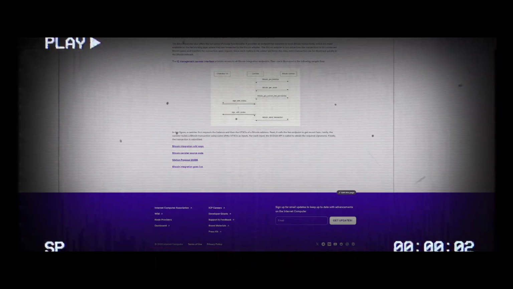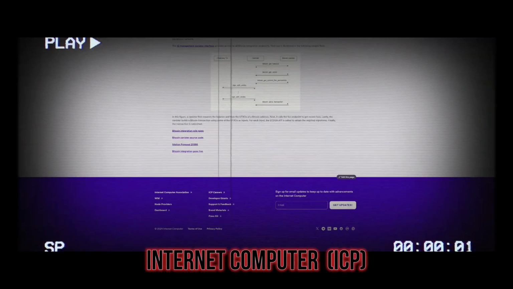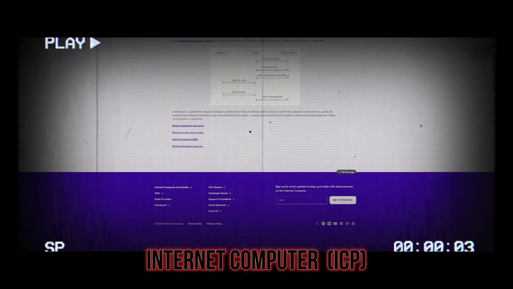Bitcoin Integration Wiki page, Bitcoin Canister Source Code. Motion Proposal 20586: Bitcoin integration goes live.